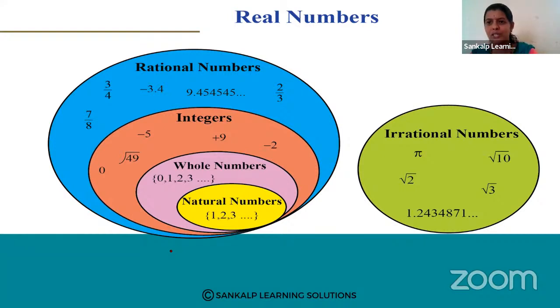And always natural numbers are denoted by the letter N, right? So capital N. 1, 2, 3, 4, and so on up to infinity. We don't know where it ends. Okay, next comes whole numbers.